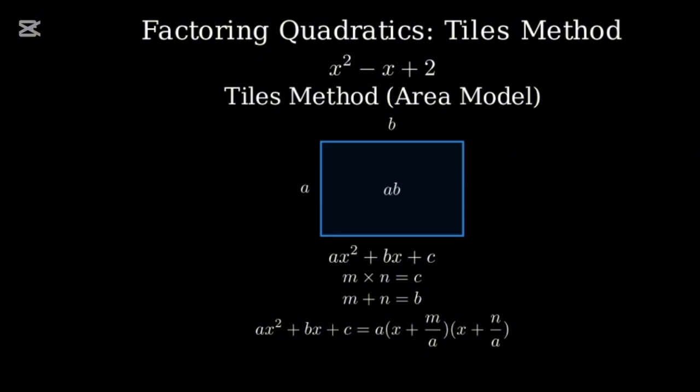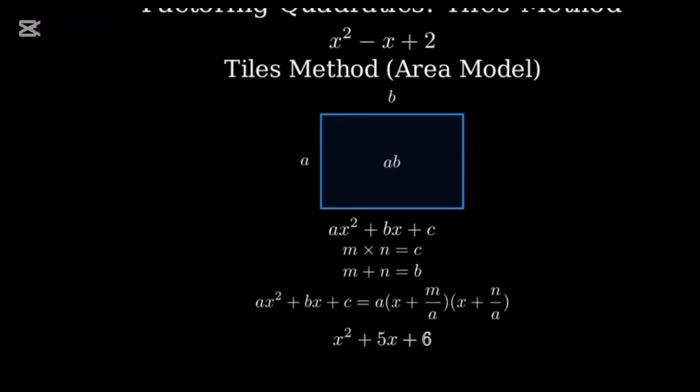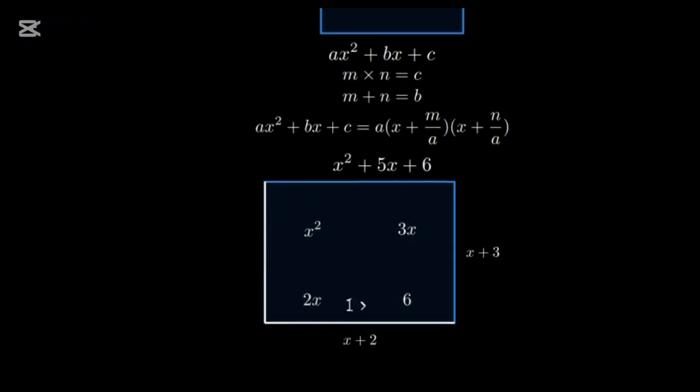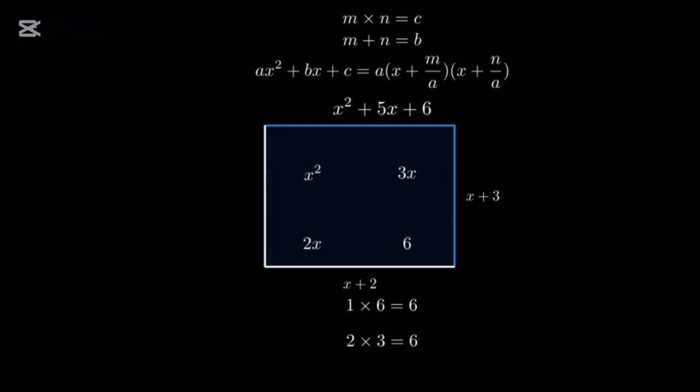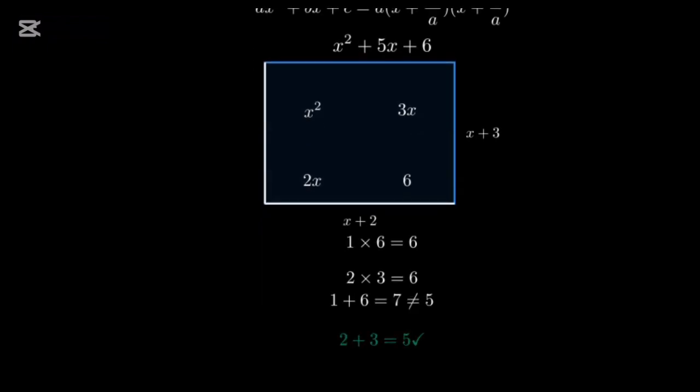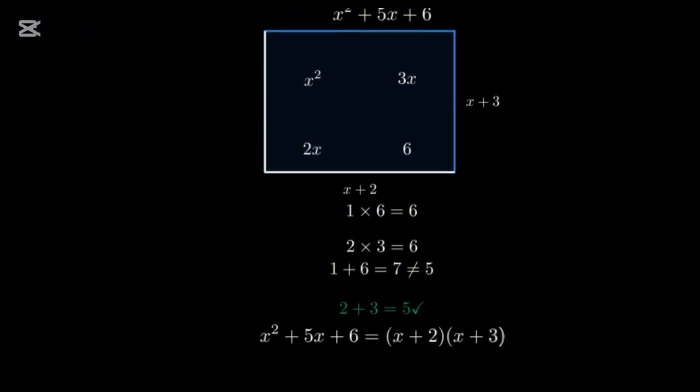Let's visualize this with a simple example. Say we have x squared plus 5x plus 6. Using the tiles method, we need to find two numbers that multiply to give 6 and add up to 5. The factors of 6 are 1 and 6, or 2 and 3. 1 plus 6 equals 7, which isn't 5. But 2 plus 3 equals 5, which is what we want. So, x squared plus 5x plus 6 factors as (x plus 2) times (x plus 3).